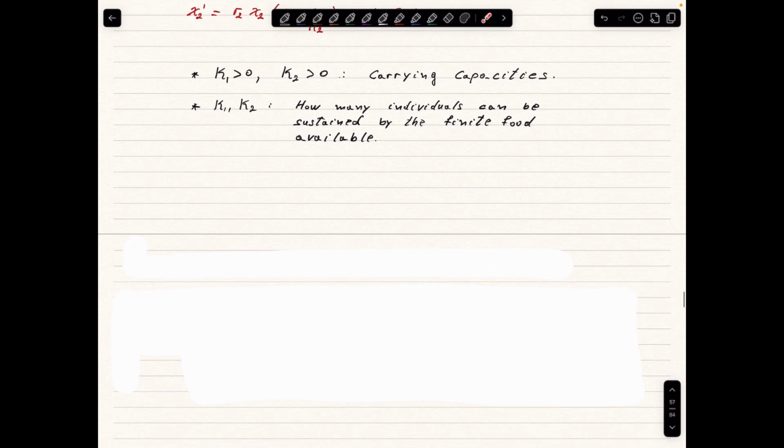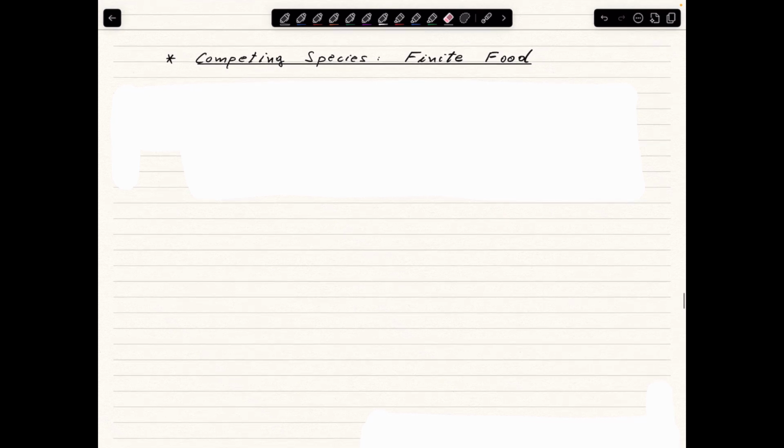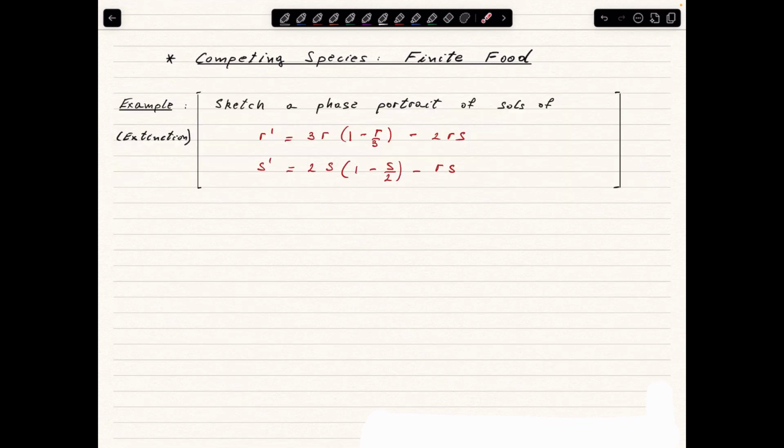Okay, let's study the competing species system with finite food resources, but instead of doing it in general, let's fix a particular competing species system where we give some particular values to all the coefficients, and we change the names. One of the species is going to be the function r of t, the population of rabbits, and the other s of t, the population of sheep. Rabbit and sheep. And well, this system is called extinction for a reason that we are going to see at the end of the calculations.